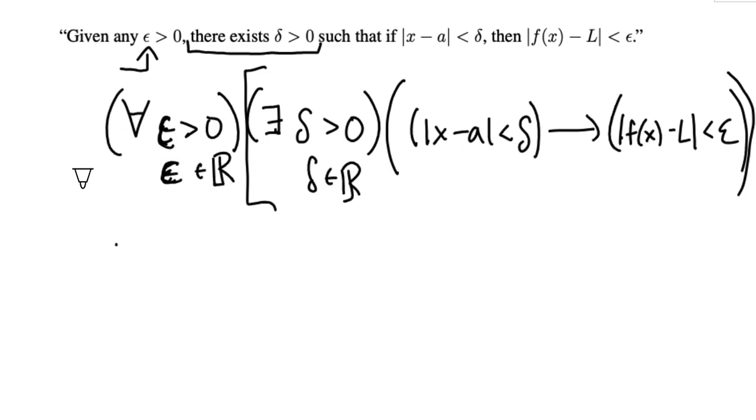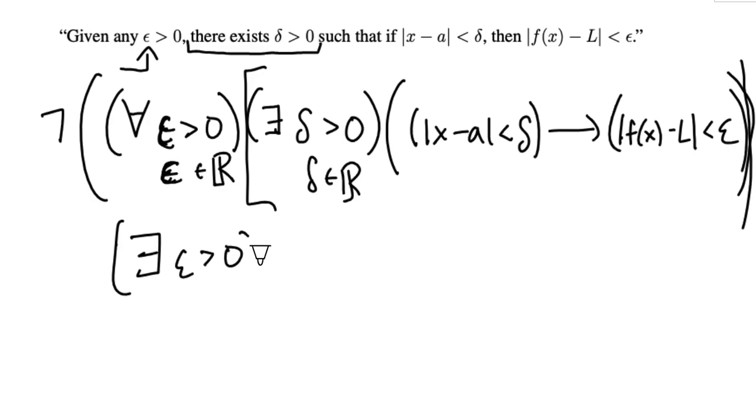So if we were to actually negate the statement, what would that look like? Running De Morgan's through everything, this for all becomes an exists. So we have there exists epsilon greater than 0. Epsilon greater than 0 is still there, but the quantifier changes. Then over here, it becomes for all delta greater than 0. And then you negate the statement right here.